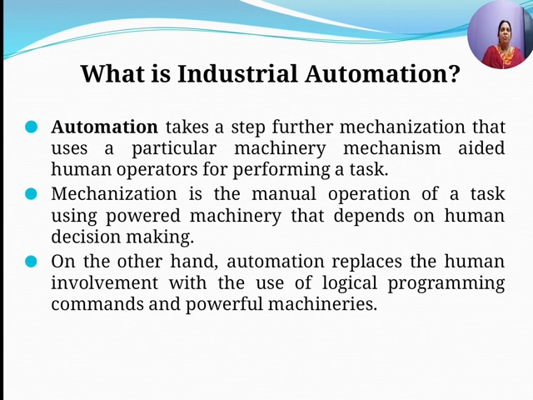Like for example, we have water level controllers. Water in a tank will be filled, and after the brim of the tank is reached, what happens? You switch off the motor, the power supply to the motor, so the filling of the tank is stopped. This is all manually controlled. But automation replaces the human involvement and uses logical programming commands to operate the powerful machineries.